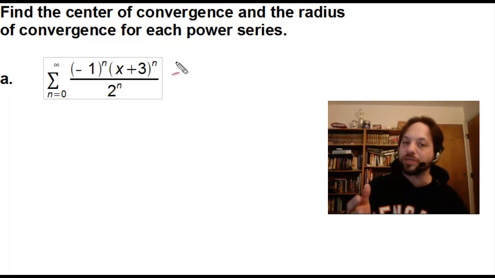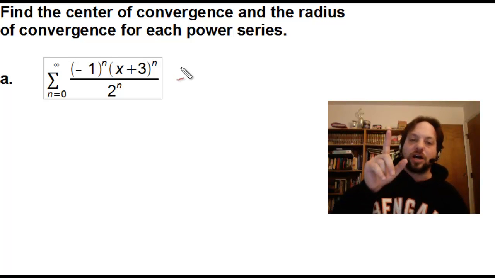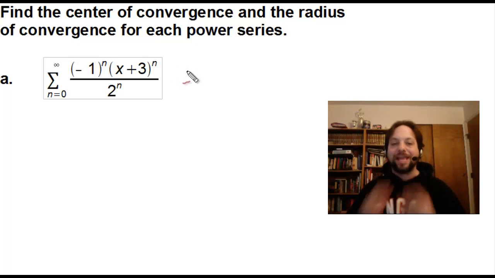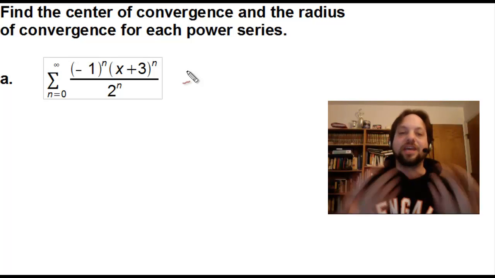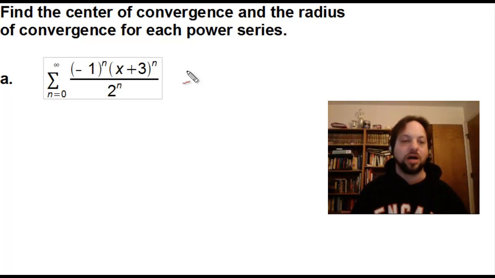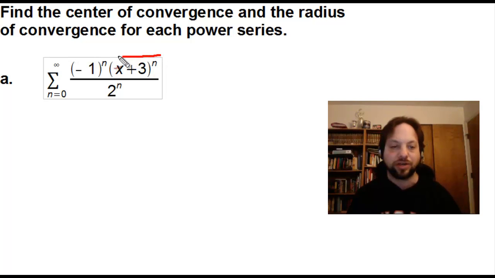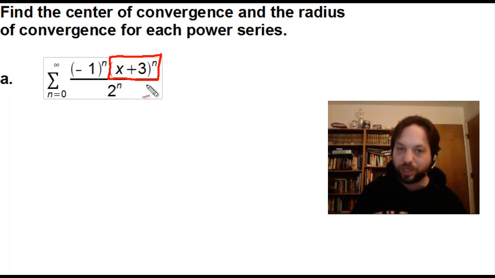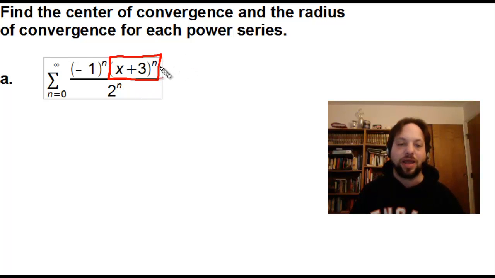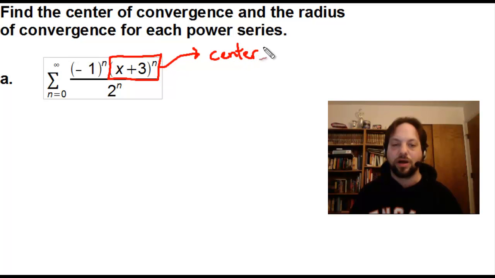Every power series will have some term in it that says x raised to the nth power. And that particular term is going to just give us the center of convergence. In this particular case, the term says quantity x plus 3 raised to the nth power. And what that's going to tell us is that the center of our interval of convergence is actually going to be at -3. And I'm going to call that center C.